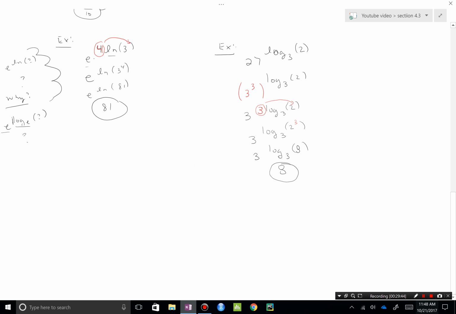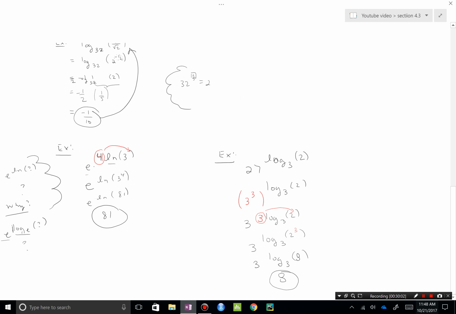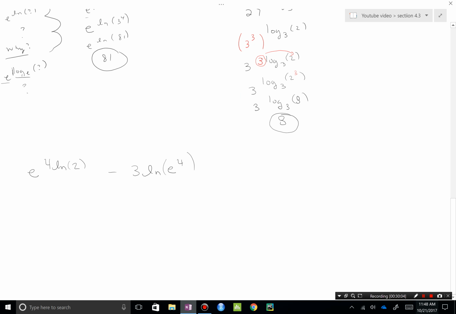Here's one that came off of an old final exam. e to the 4 ln of 2. I feel like they put problems like this on the final exam to see whether you're memorizing or conceptualizing. Because you notice there's a lot of little things, like subtraction implies division and division implies subtraction, but that's not what this is. So you really have to know the context of what you're doing.